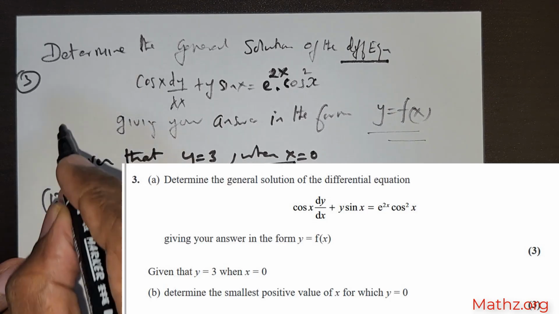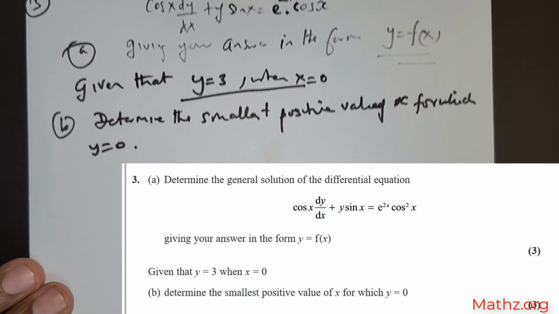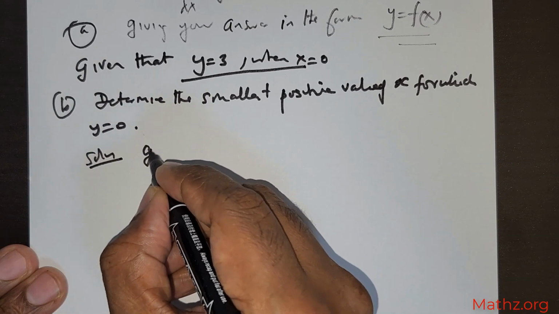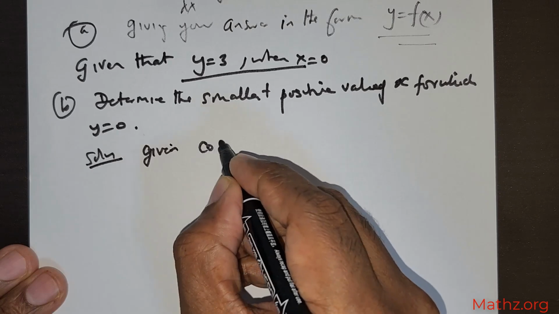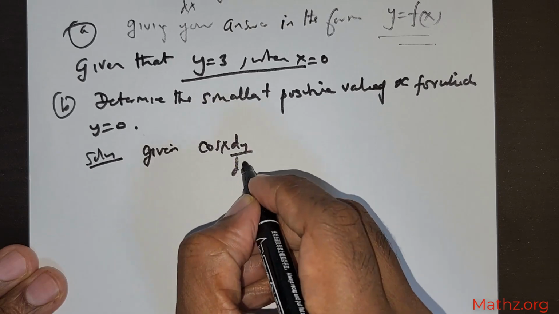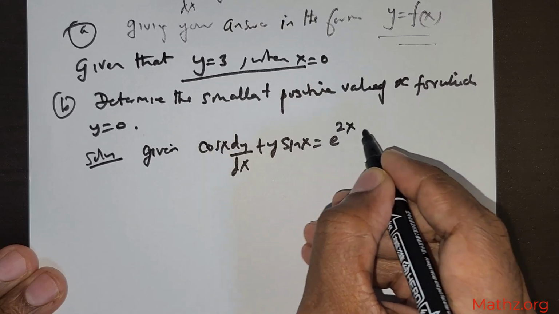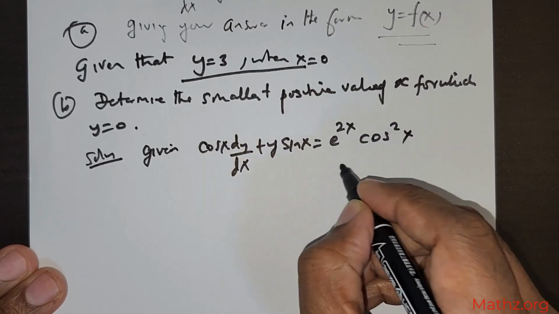So we will first solve part A. I'm going to start off like this. Solution. We are given cos x times dy over dx plus y times sin x is equal to e raised to the power of 2x times cos squared x.